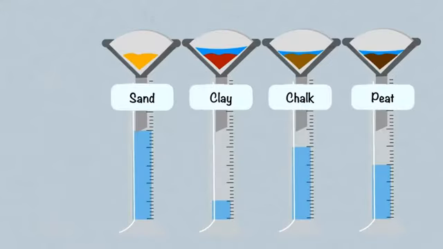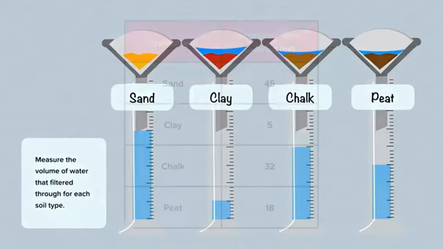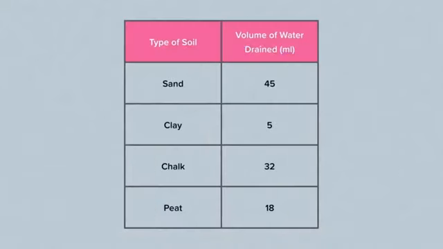Results. When you come back, your experiment should look something like this. Different amounts of water will have drained through the different soils. Measure the volume of water that filtered through each soil type by reading off your measuring cylinder. And fill it into a table, like this. We have type of soil in the left-hand column and volume of water drained in millilitres in the right-hand column.